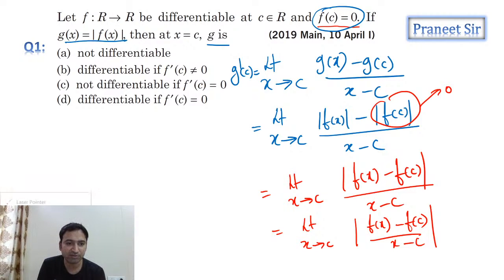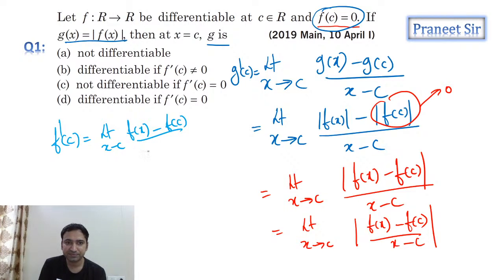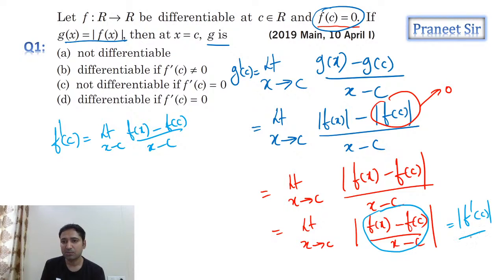Why? Because what is the definition of f dash c? The definition of f dash c is limit x tending to c of f of x minus f of c by x minus c. So in place of this, can I substitute f dash c? Finally, what I am getting is mod f dash c. So for it to be differentiable, this has to be uniquely equal. It has to be unique.